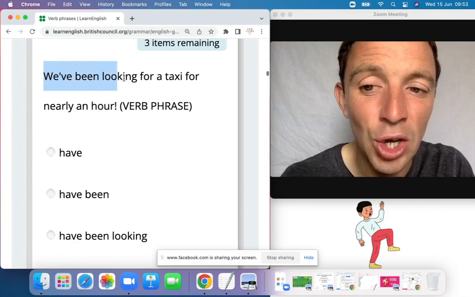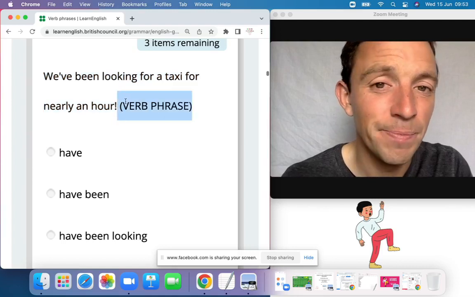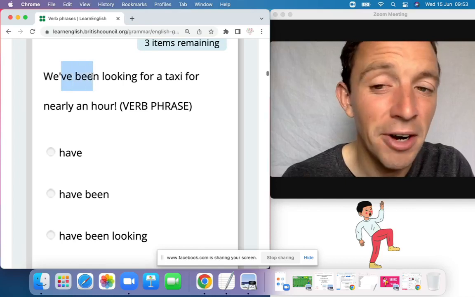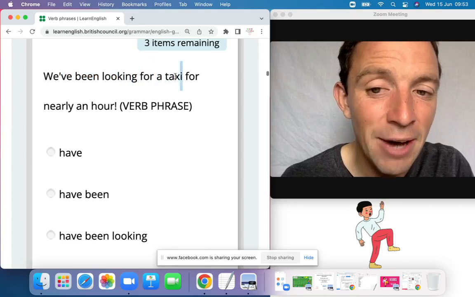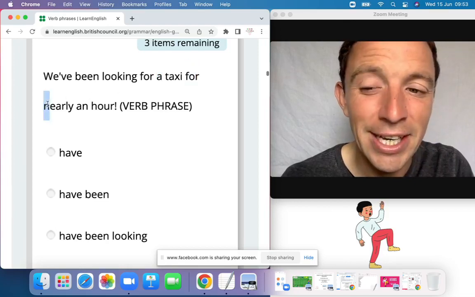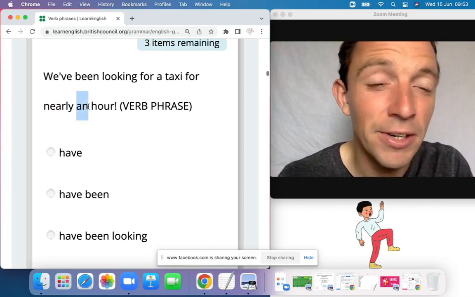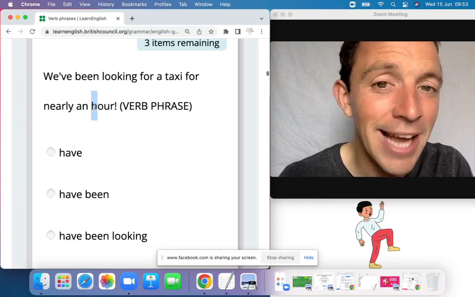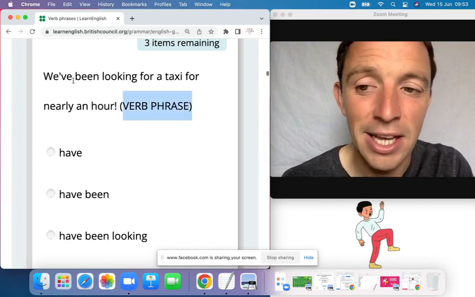We have been looking for a taxi for nearly an hour. We need to find the verb phrase. We is the subject, have is a verb, be is a verb, and look is a verb. For is a preposition, taxi is the noun, and a is an indefinite article. For is a preposition, nearly is an adverb of time, and an is the article for the noun hour. It's an because the initial sound of the noun is a vowel. So we need to find the verb phrase.